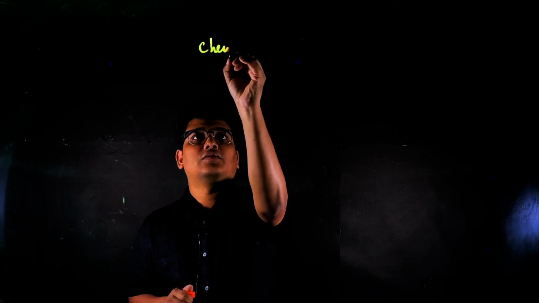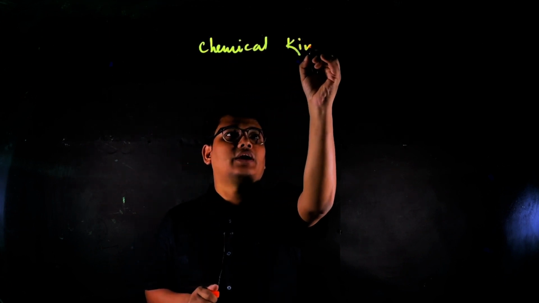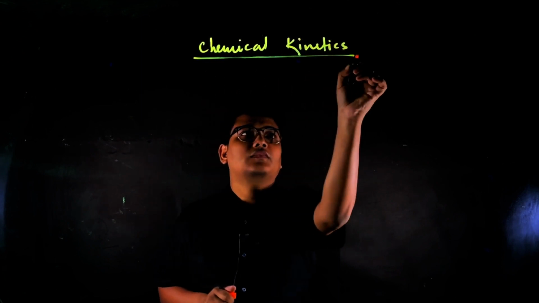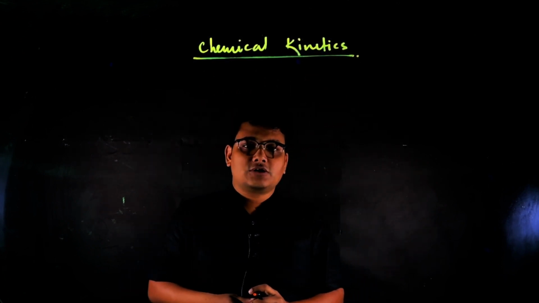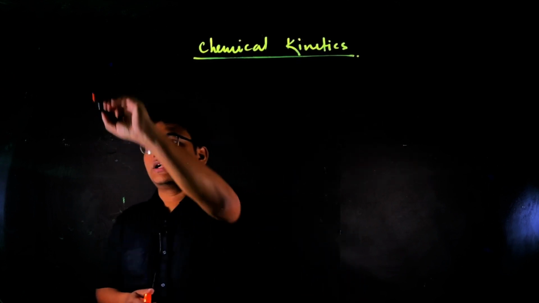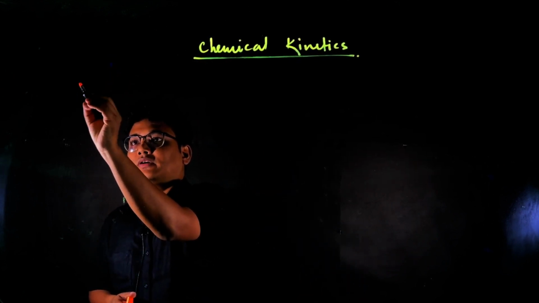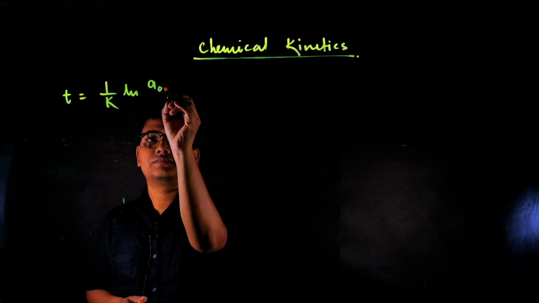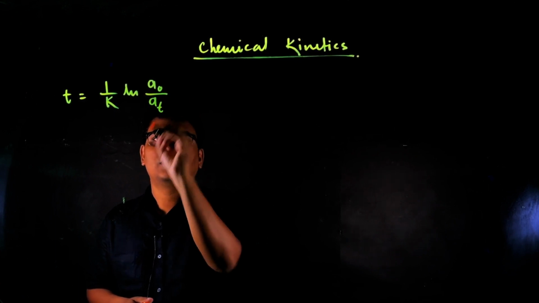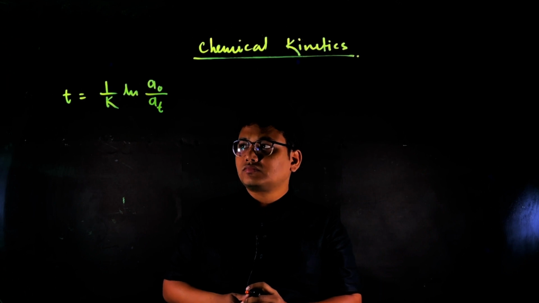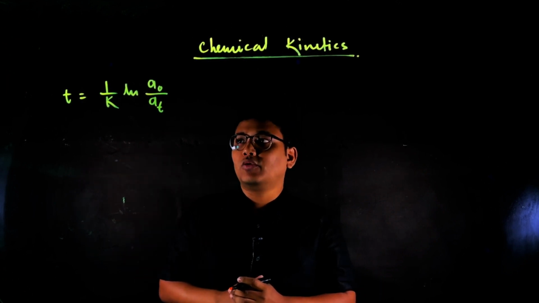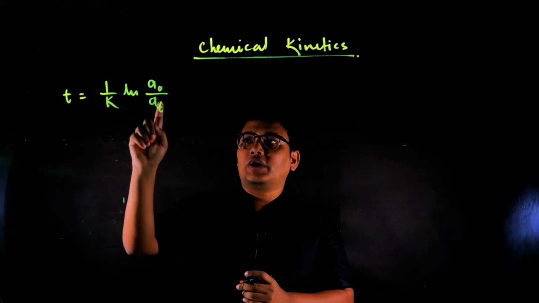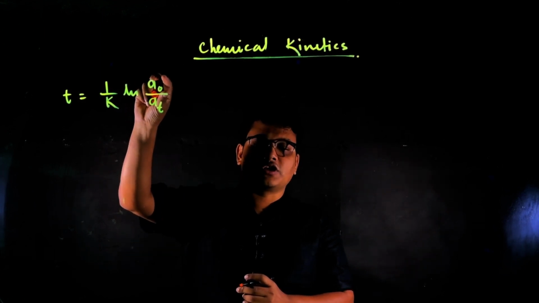So in this video, we'll see one quick trick from chemical kinetics. We all know the first order integrated rate equation: t = (1/k) ln(A0/At). That equation will only work if we have the initial concentration of the reactant.